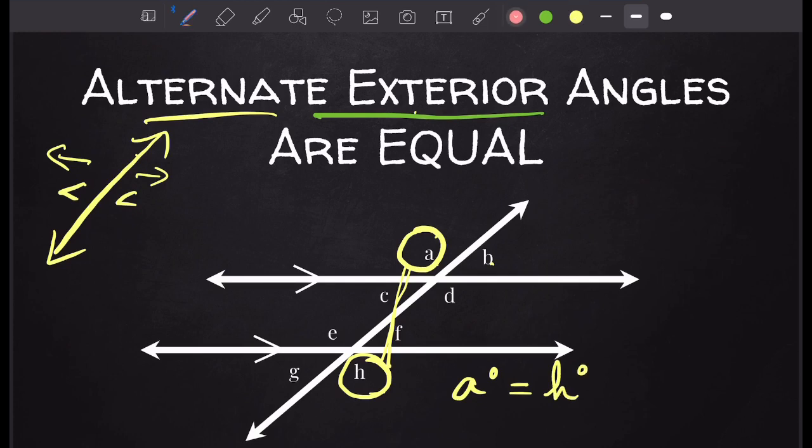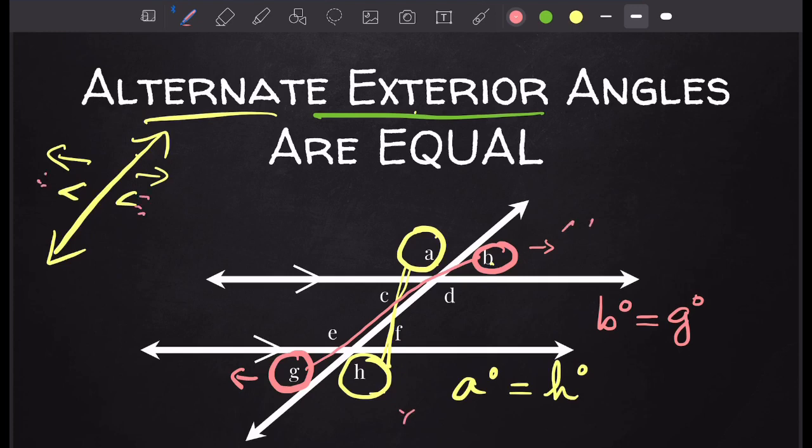Is there another alternate exterior angle? Yes. This is G. It's on the left side and therefore its partner is, oh sorry, B on the right side. So the measurement of angle B is equal to the measurement of angle G because they are alternate, meaning on both sides of the transversal, exterior, outside the parallel lines, angles, okay? And they are across. Do you see that when we connect them, they make an X, okay?